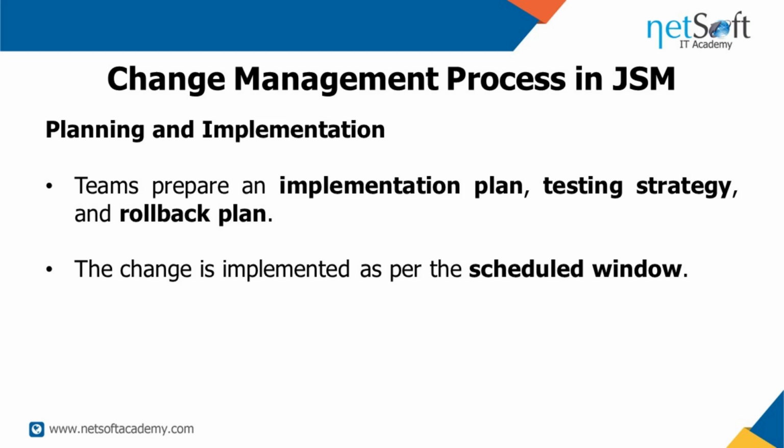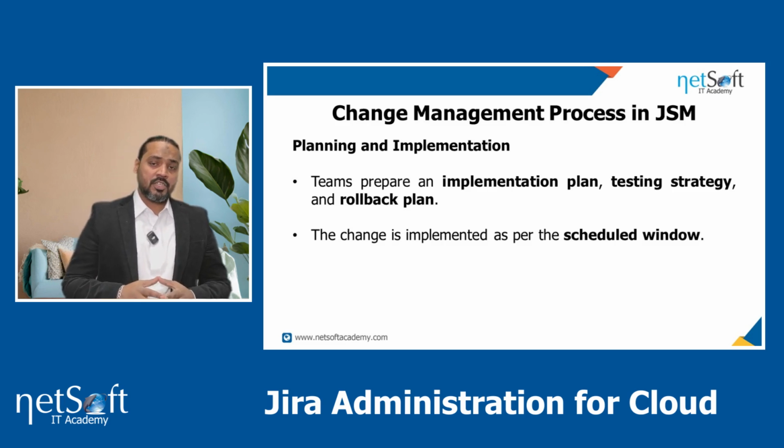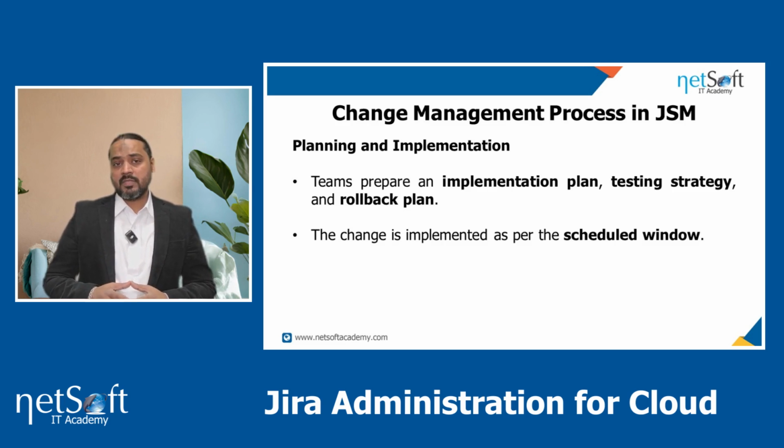Emergency changes follow a faster lane of approval process to address urgent situations quickly. This ensures the right balance between control and speed. After approval, teams prepare an implementation plan. This plan includes execution strategy, rollback plan, and required resources.